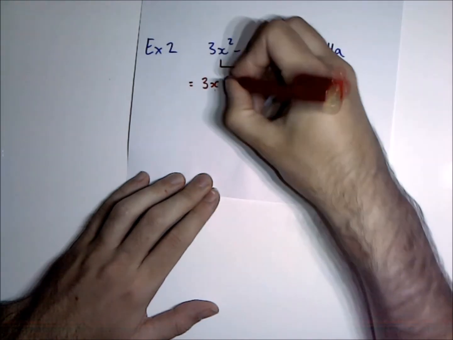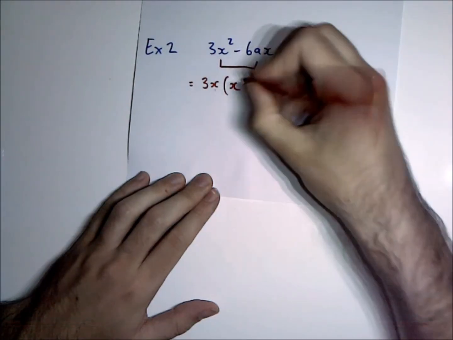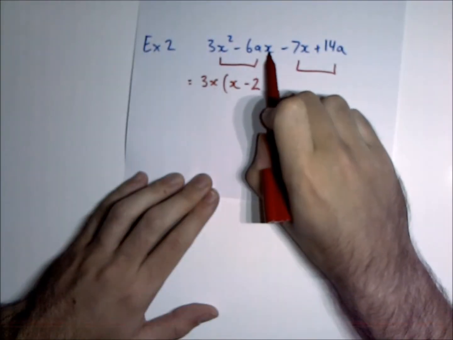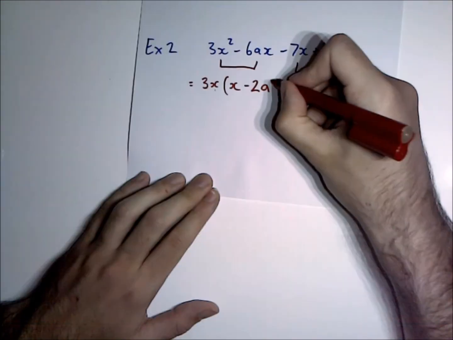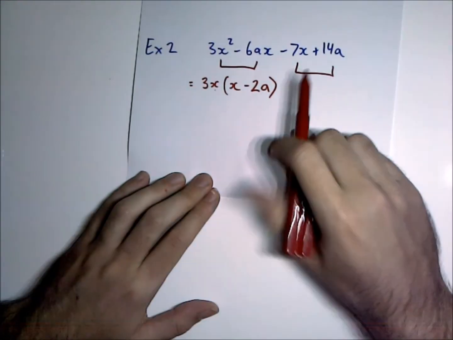X squared divided by x, I'm just left with an x. Negative 6 divided by 3 is negative 2. That's where you've got to be careful with the negatives. I've already taken my x out, so I'm just left with an a. We'll close the bracket.